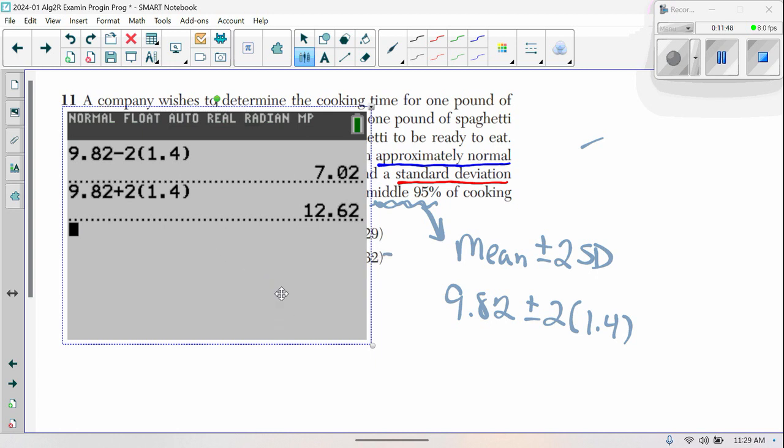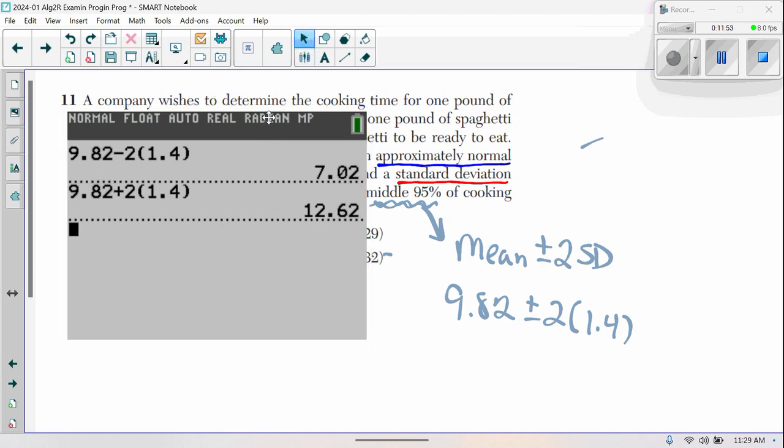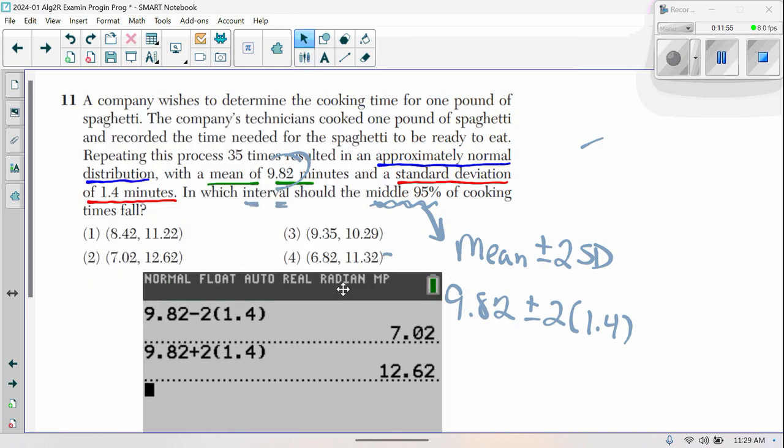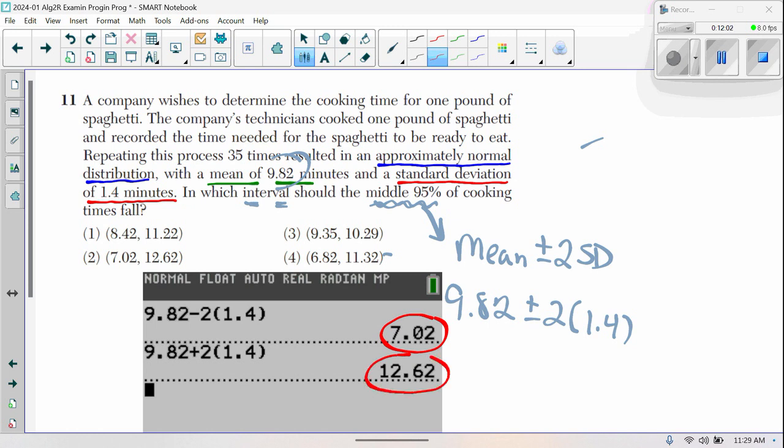Okay, I could have sworn I just did this. There you go. So my interval should go from the low end of 7.02 to 12.62. Look at us go. Yay.